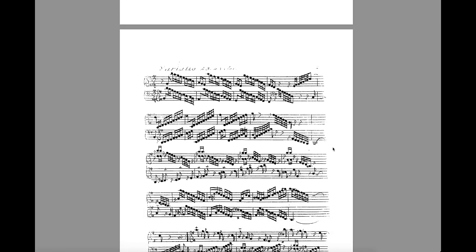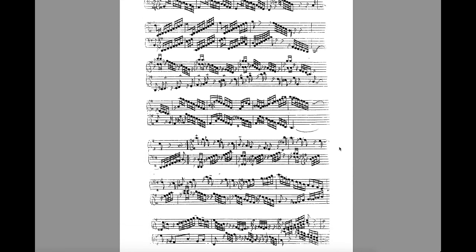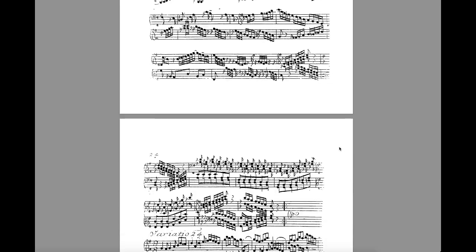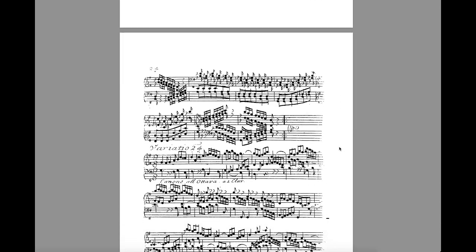Then we go into variation 23, and that continues on to the next page. At the end of variation 23, no fermata, but there is this flourish right there, the whirlwind squiggly line.